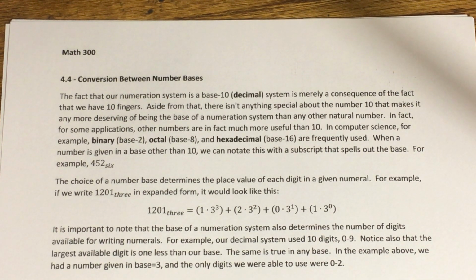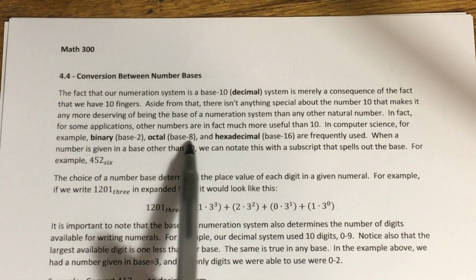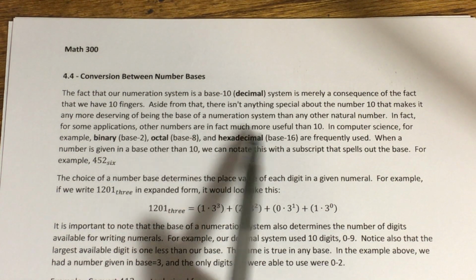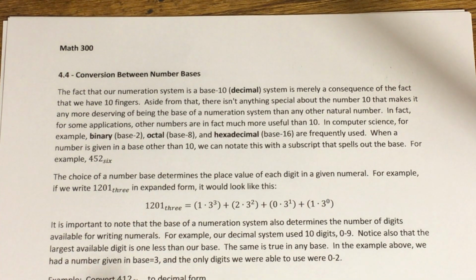In fact, depending on what we're using numbers for, there are other numbers that work far better as the base of a numeral system or a numeration system. In particular, if you have any interest in computer science, in computer science we tend to use binary, which is a base 2 system, octal, which is a base 8 system, and hexadecimal, which is a base 16 system. Notice all of these are powers of 2. The number 2 is far more useful as a number base in computer science, and we'll talk about that towards the end of this section.